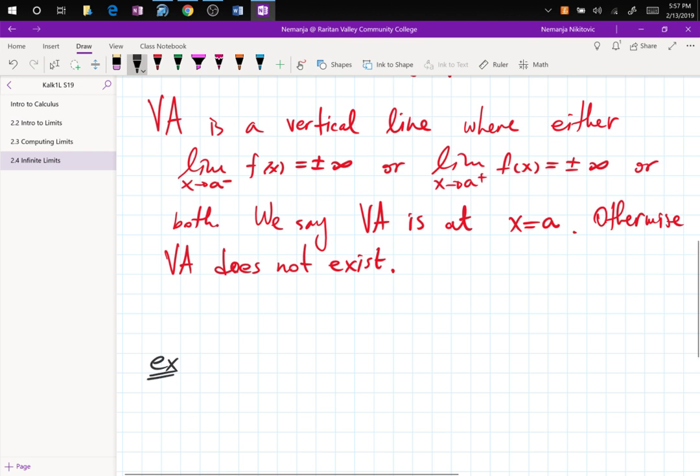So here is an example for vertical asymptotes. We have f of x equal to x minus 6 divided by x squared minus 36. What's happening in terms of vertical asymptotes? What would you say? It would just be a line, wouldn't it? It would be the line at 6.